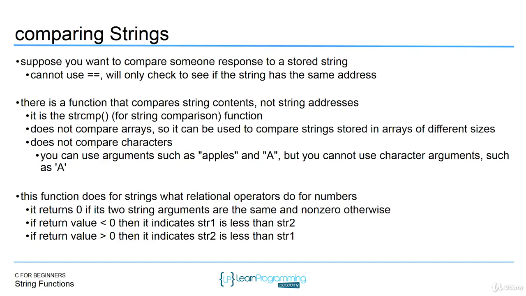Right? So the compare function is going to return a value that tells you whether the strings are equal, whether one is larger, or whether it's less than. If it's equal, it's going to return 0. If it's less than, it's going to return less than 0, if str1 is less than str2. And if str2 is less than str1, it's going to return greater than 0. And so what exactly does this mean? Well, let me provide you with an example of how this works.